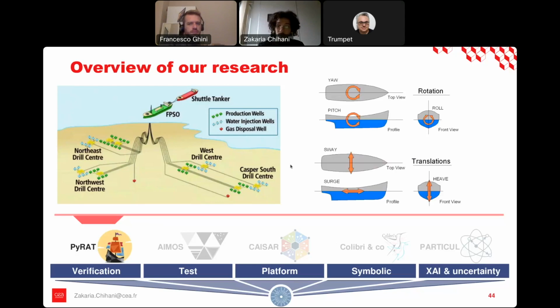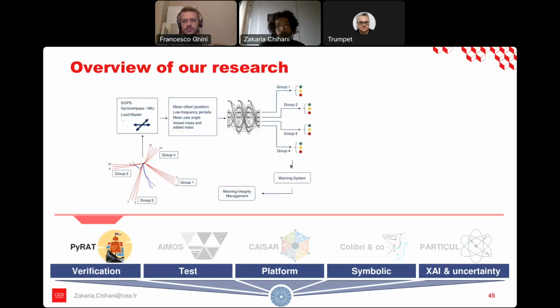And so they came up with another way of detecting failures in anchor chains, which is the movement of the boat. They take movements of the boats that are detectable by satellites: sway, yaw, and surge. They take this information over a long period of time and give it to a neural network, and the neural network says that there is a problem in one of the four groups of the anchor chains. The chains are organized into four groups that are perpendicular.